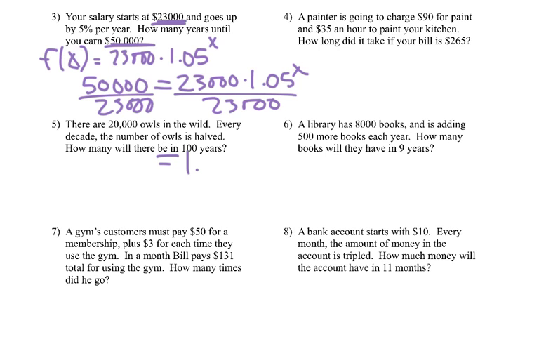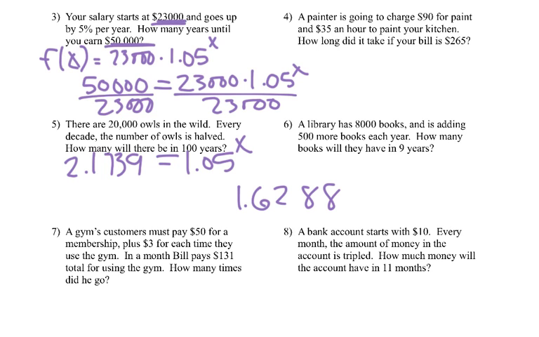Okay, and then we're going to kind of guess. So 50,000 divided by 23,000 gives us about 2.1739. I abbreviated. So now I'm going to go 1.05, and I'm going to see how many years. About how many years is it probably going to take? Well, probably at least 10 years. So if we did it to the 10th power, it would be 1.6288. We need to get up to 2.